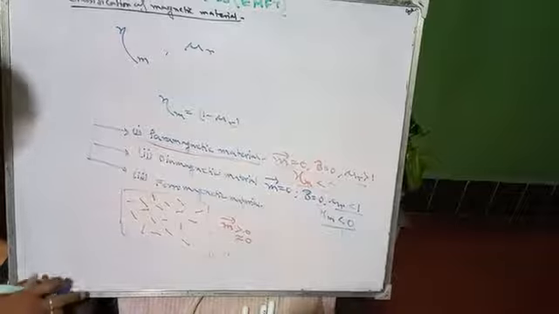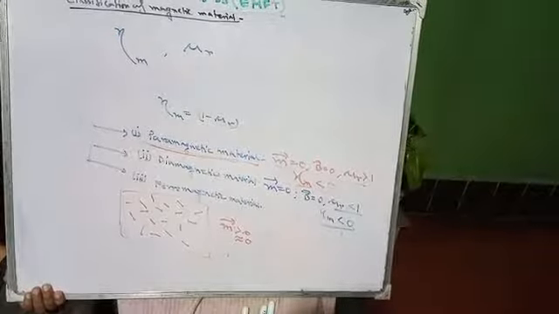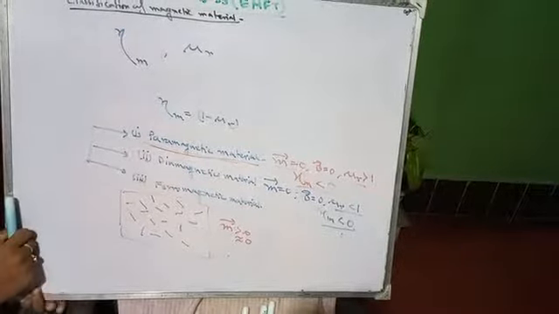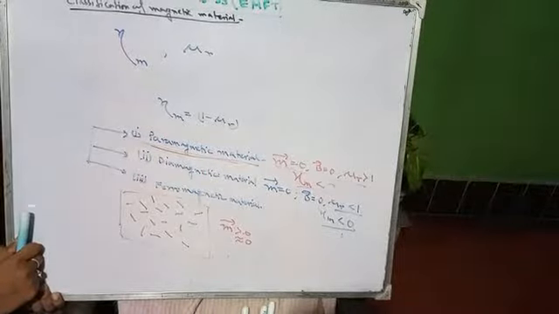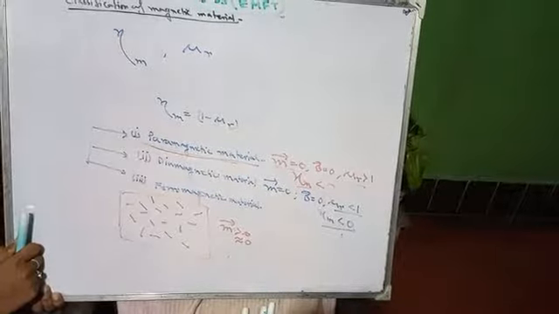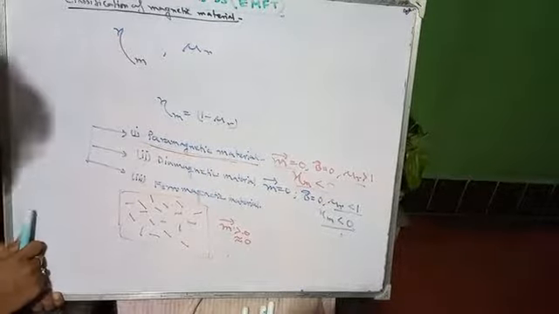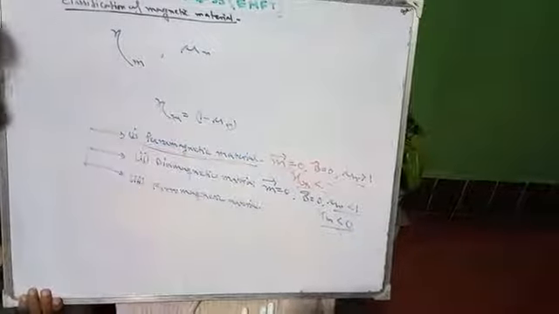So this is for diamagnetic material. The examples of the diamagnetic materials are copper, gold, silver, lead, silicon, diamond, bismuth, antimony, mercury, tin, water, nitrogen, hydrogen. These are all examples of diamagnetic material, which never get magnetized.